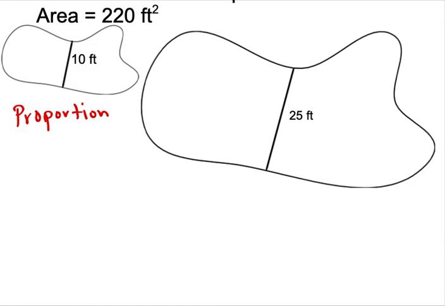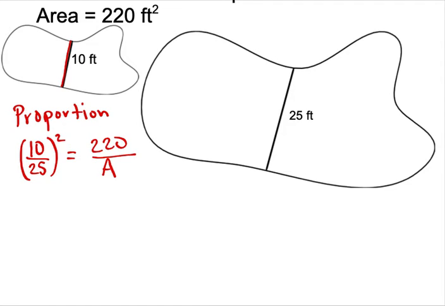We are told that the ratio of areas is equal to the square of the ratio of sides. We know that the figure that is 10 across has an area of 220. The area that is 25 across, we don't know. Let's use A for the unknown. And we just need to solve this.